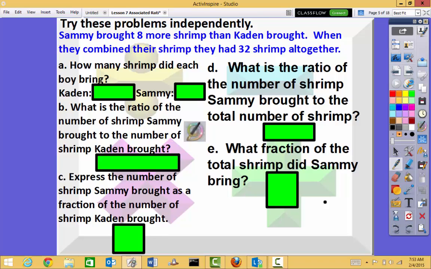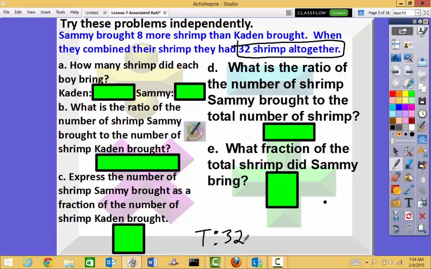So try this problem. Sammy brought 8 more shrimp than Caden brought. When they combined their shrimp together, they had 32 shrimp all together, or total. What's this saying? It's saying that the total amount is what? They're saying the total amount is 32 because that's what they have all together.